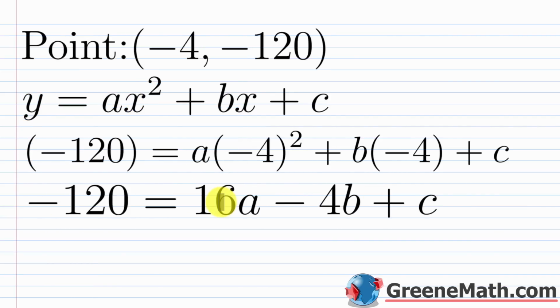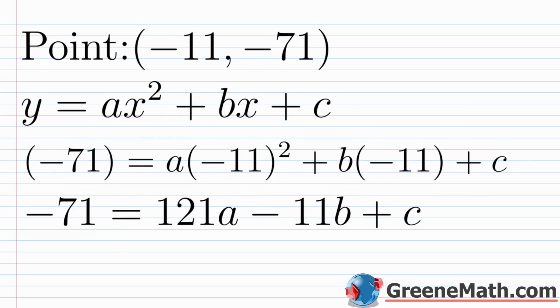All right, the second point we're given is negative 4 comma negative 120. So this right here, your negative 4, that's the x value. So of course, that's going right here and then right here. So let me do that right there and right there. For the y value, it's negative 120. It's going to go right there. And of course, it's going to end up right there. So we get negative 120 is equal to 16a minus 4b plus c.